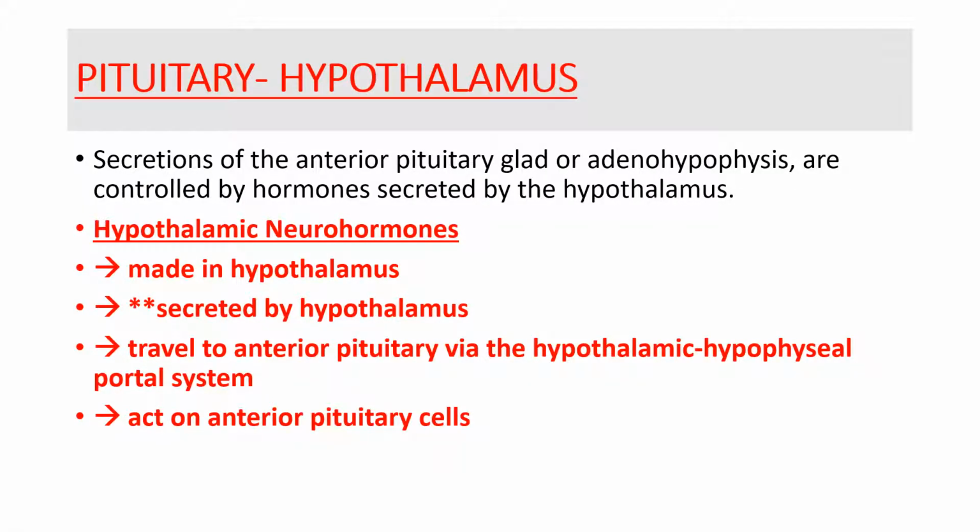Anterior pituitary hormones are controlled by hormones secreted in the hypothalamus. So this is a hormonal control system in which hypothalamic hormones travel through the hypothalamic hypophyseal portal system, reach the anterior pituitary and stimulate the anterior pituitary into secreting its hormones. In some cases, the hypothalamic hormones may inhibit the anterior pituitary from secreting its hormones.